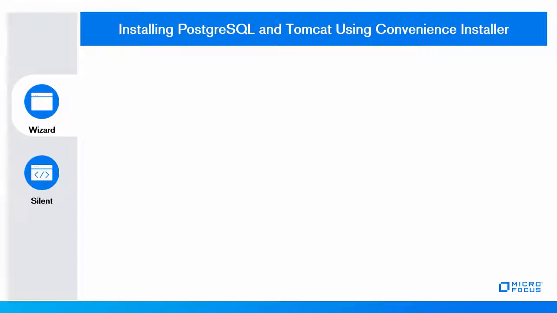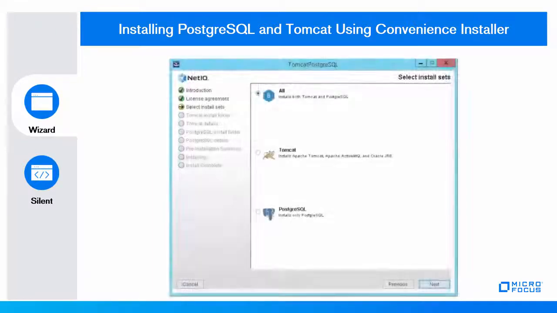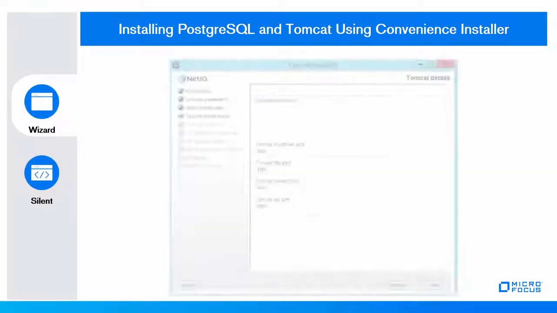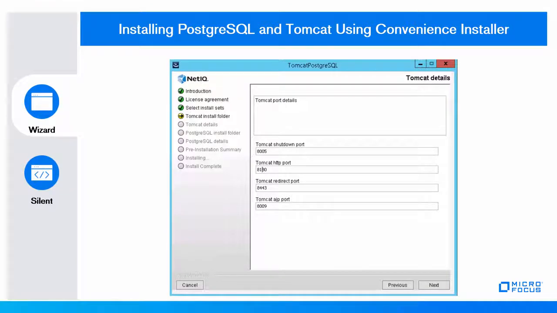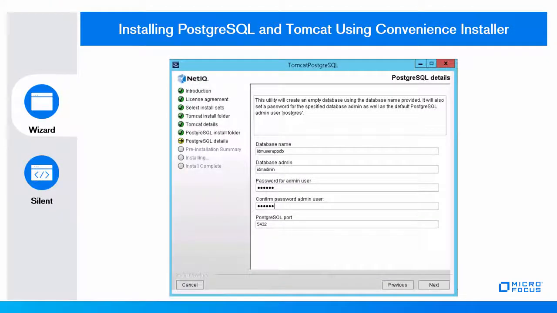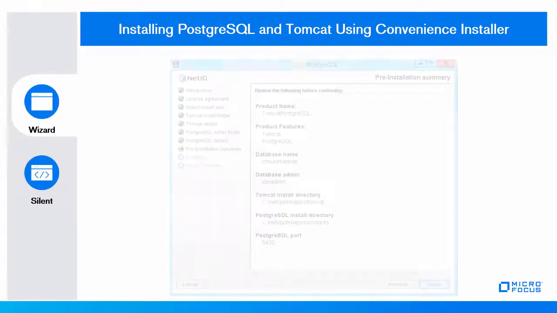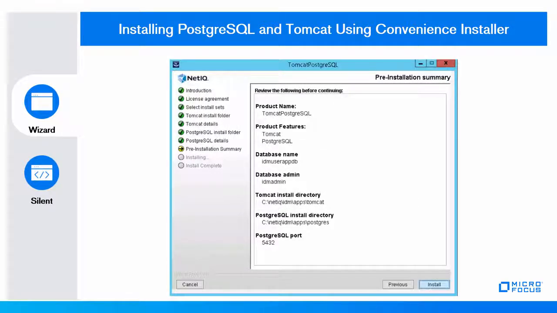In a wizard installation, select the All option in the Select Install Sets page. In the Tomcat Install folder page, enter the Tomcat port details. In the PostgreSQL details, provide information such as database name, database admin, password for the admin user, and the PostgreSQL port. In the pre-installation summary page, review your settings, and if the settings are correct, begin the installation.